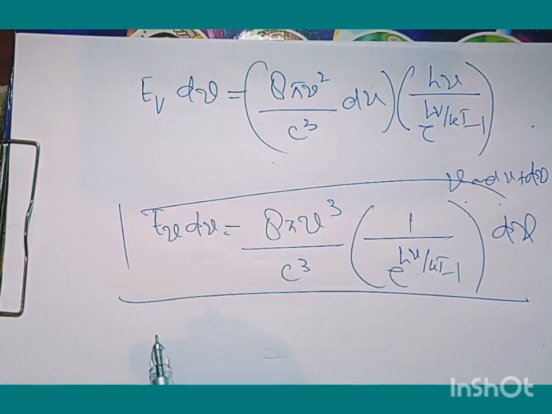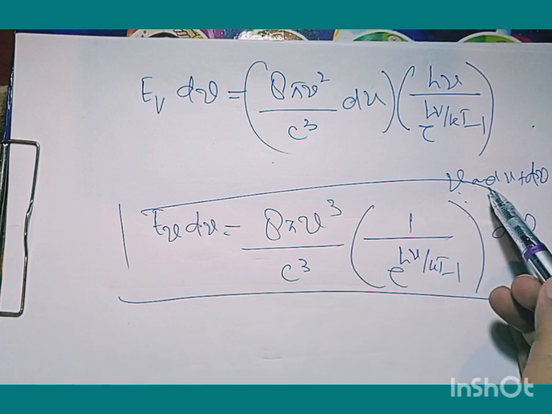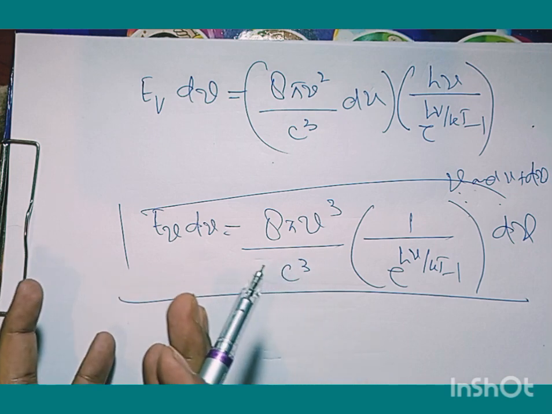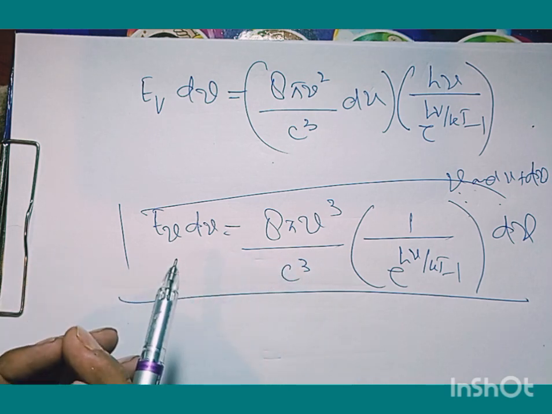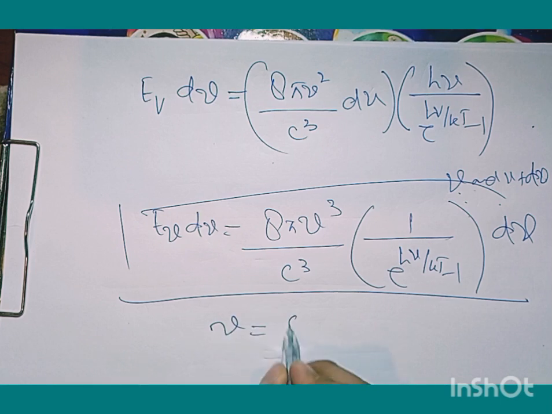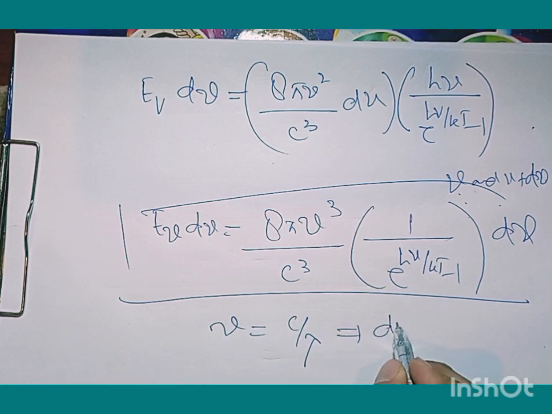So this equation gives me the energy density, I mean, the total energy per unit volume belonging to the frequency range of nu and nu plus d nu. And we can translate Planck's black body radiation law in terms of wavelength also. So if we have to translate this equation in terms of the wavelengths, we can write nu is c by lambda. So what will d nu be?